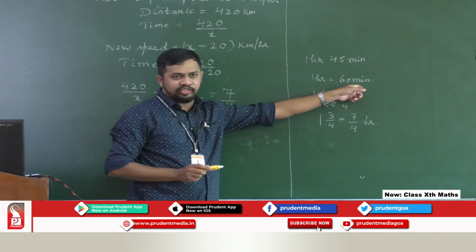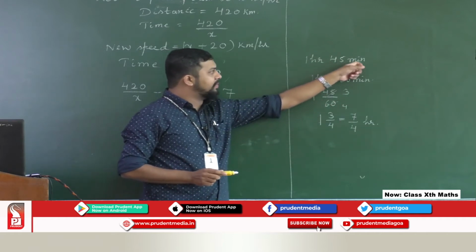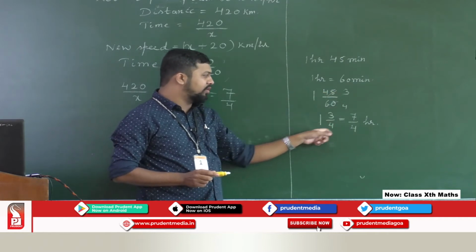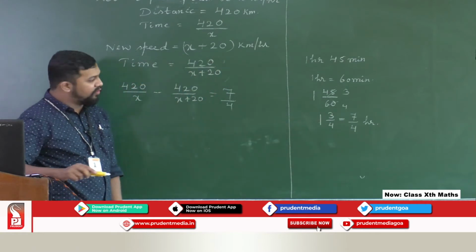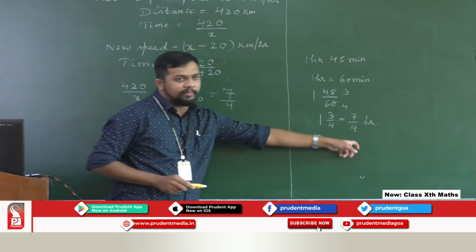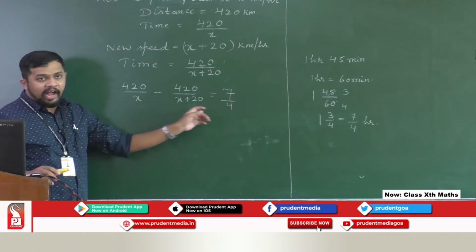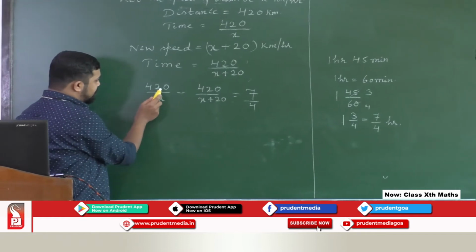So 1 hour I wrote as 60 minutes, that everybody knows. 1 hour I wrote as 1, 45 minutes it was, so 45 divided by 60, cancel this part, you will get 3 by 4. Mixed fraction, convert this mixed into improper. So 4 1s are 4 plus 3 is 7, 7 by 4. So I got 7 by 4. Now what I will do is cross multiplication on the left hand side. So I am doing cross multiplication now.